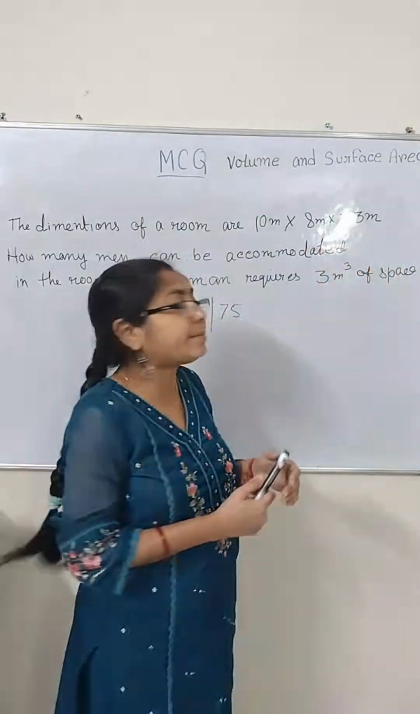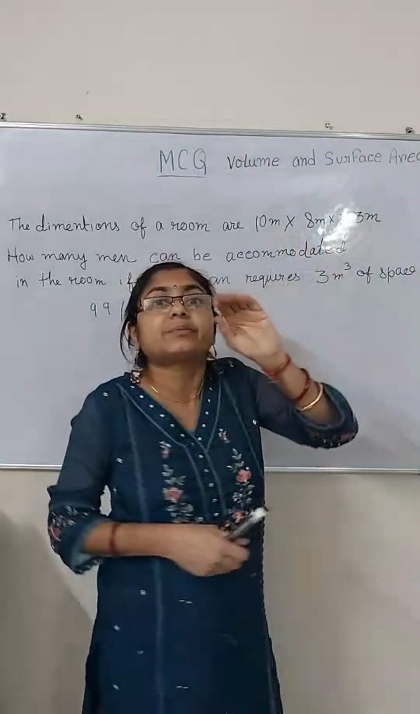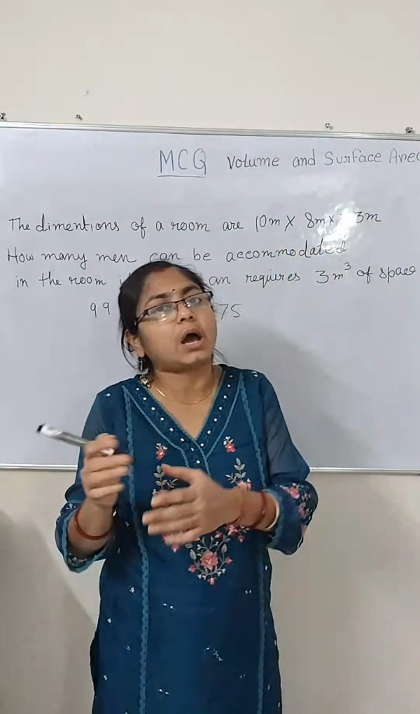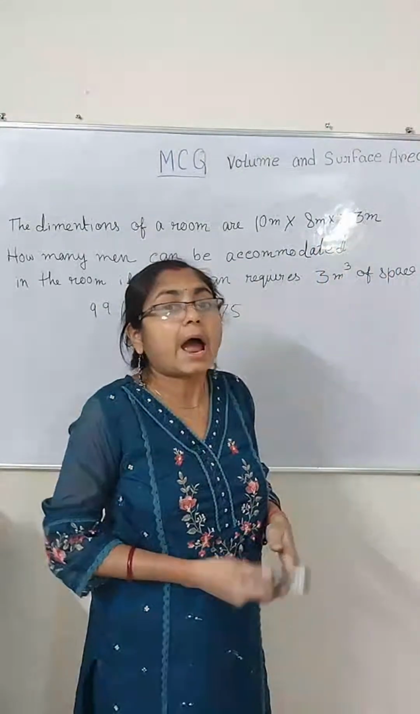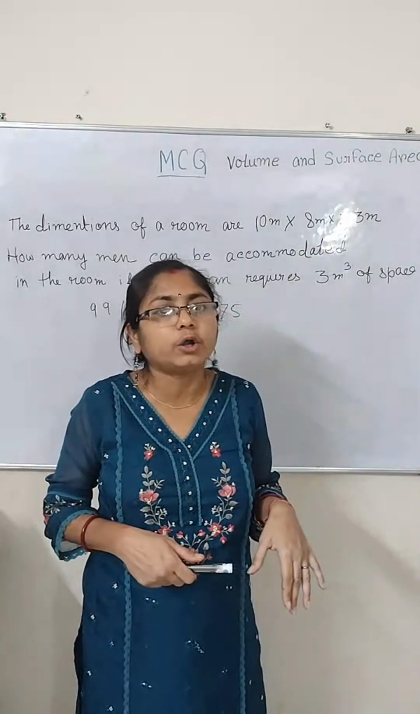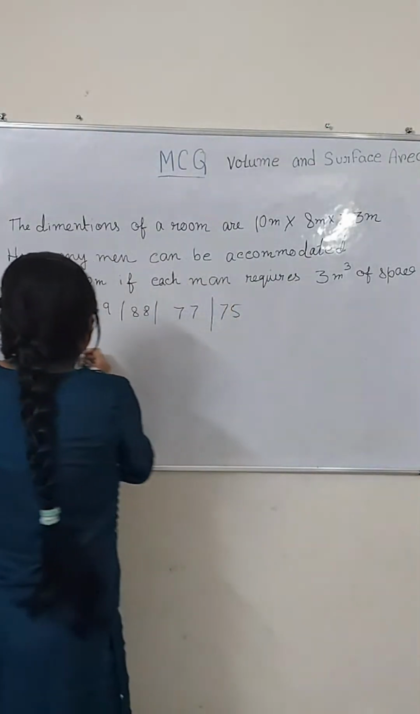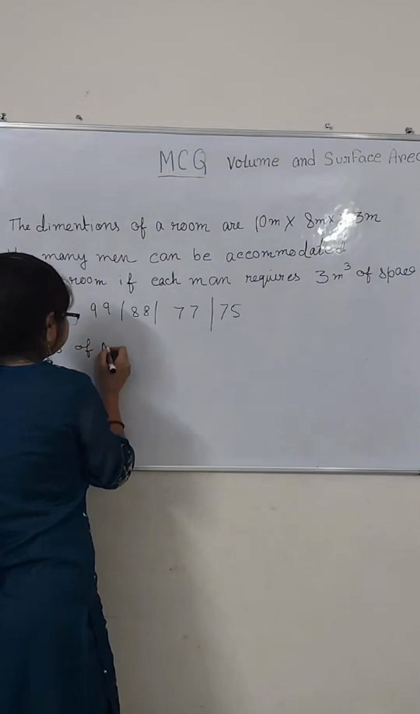This room size is this one. Means see, what did I say in my last class? If the meter comes 3 times, means meter cube. It should apply the formula of volume. So it is the formula of the volume, and also here is the meter cube. So how can you find out the number of men?